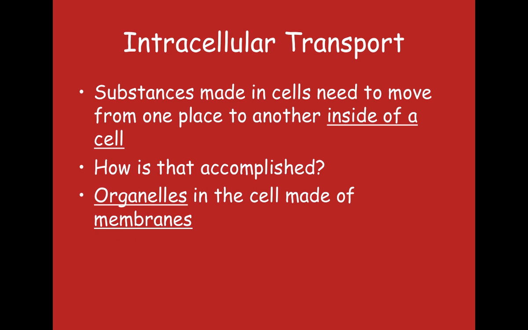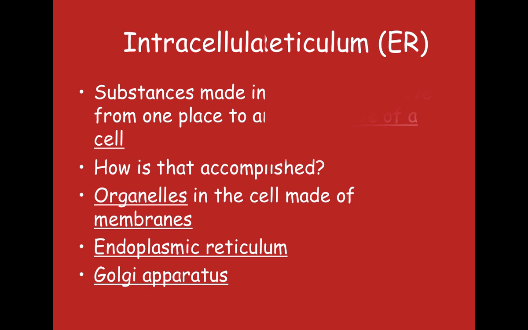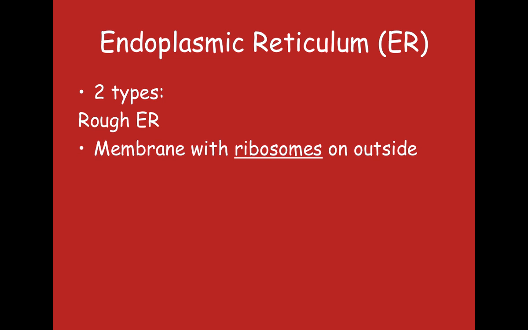Most of the time in cells we use organelles that are made of membranes, things like the endoplasmic reticulum and the Golgi apparatus. So we're going to take a little bit closer look at these two cell organelles. When we are talking about the endoplasmic reticulum, we usually refer to that as ER, and we actually have two types. We have the rough endoplasmic reticulum, and this is the membrane that has ribosomes on the outside.